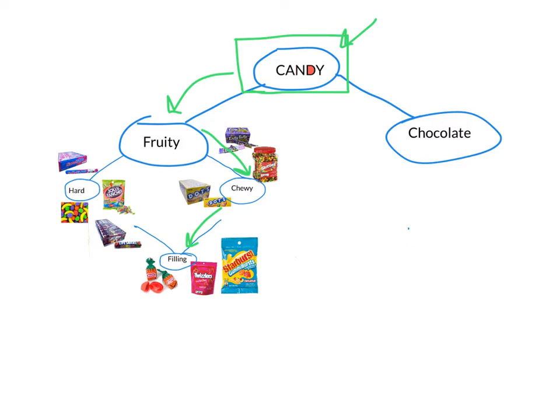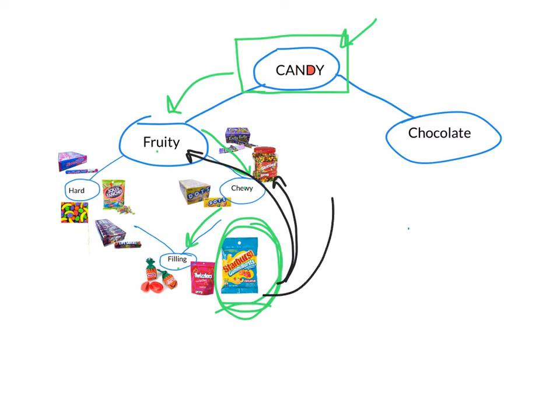One thing that's important to remember about these categories is anything that is classified in a specific category also belongs to all of the categories above it. So for example, these Starburst Gummy Bursts, they are fruity, chewy candy with filling. That's the most specific category that we have. But they also can be classified as chewy candy or fruity candy or just plain candy.